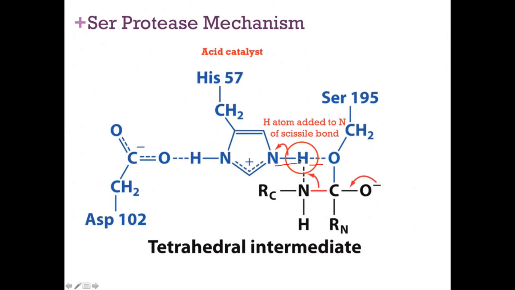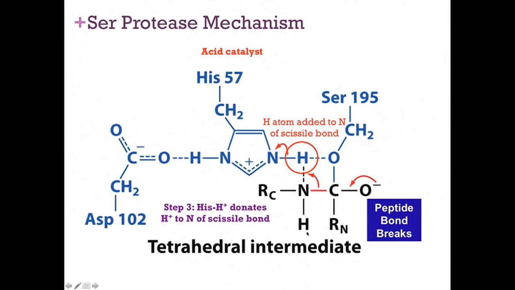The oxygen in the serine has formed a new covalent bond with the carbonyl carbon of the substrate, and this is basically an unstable tetrahedral intermediate carbanion. In the next step of the reaction, the histidine is now going to act as an acid catalyst. Remember, it has an extra proton it can donate.